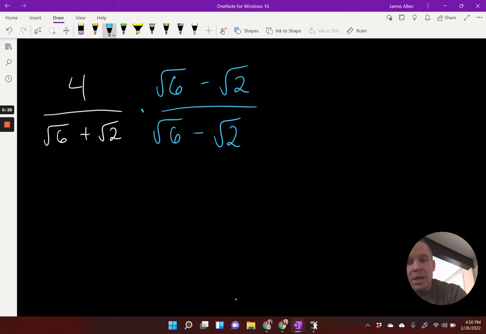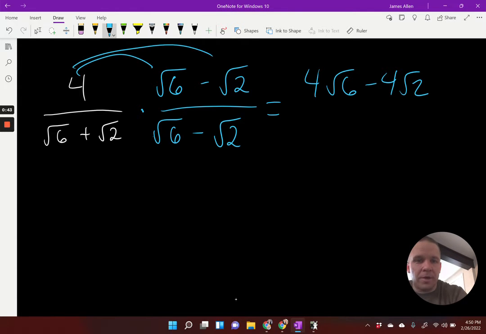All right. So let's deal with our numerator. That's going to be 4 root 6 minus 4 root 2, right? I'm going to multiply this 4 to both of those. Distribute. I'm donezo.